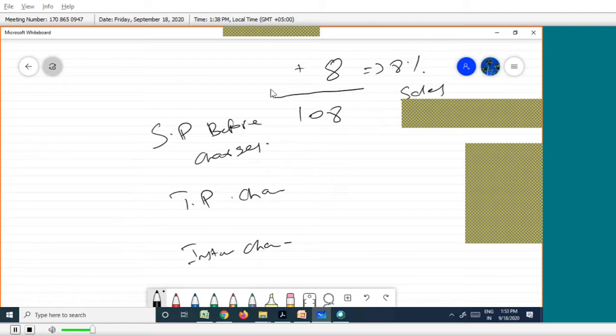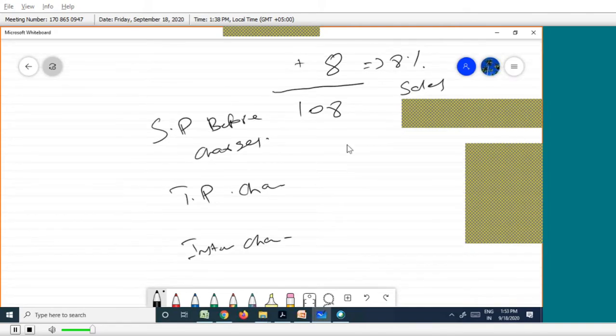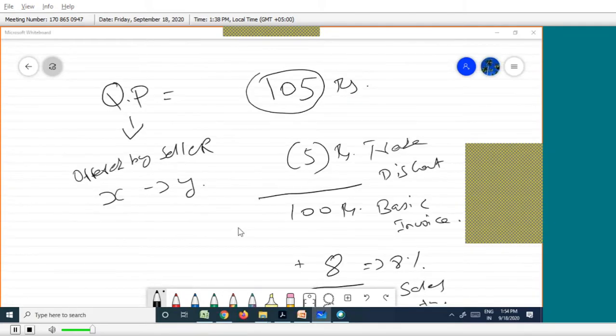This is the quoted price. On this, X is giving 5 rupees to Y, that is trade discount. So 105 minus 5 equals 100. That is the price offered by X to Y. On this 100 rupees, 8 percent sales tax is applicable. So 100 into 8 percent equals 8 rupees. So my price is 108 rupees before some charges.